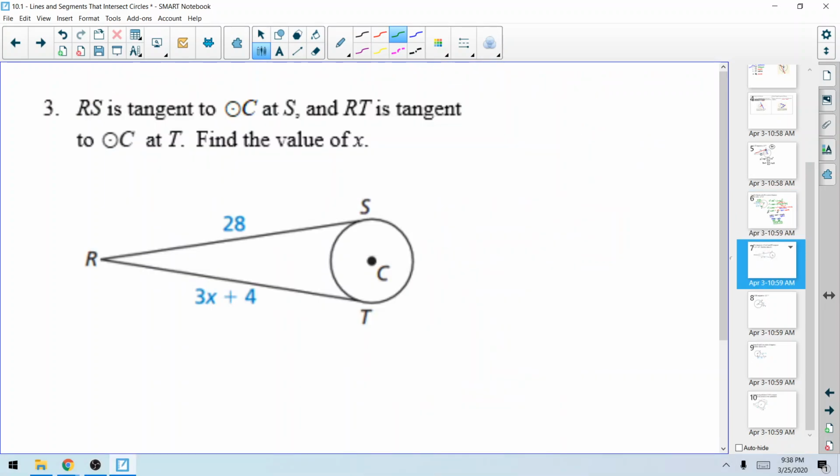Example 3. RS is tangent to circle C at S, and RT is tangent to circle C at T. Find the value of x. So we have a common external point, and we have two tangents. RS hits at S, RT hits at T. Using our common external tangent theorem, then we know this segment is congruent to this segment. So we can set up 3x plus 4 equals 28. Subtract your 4. 3x equals 24. Divide by 3. x equals 6. And there you go.